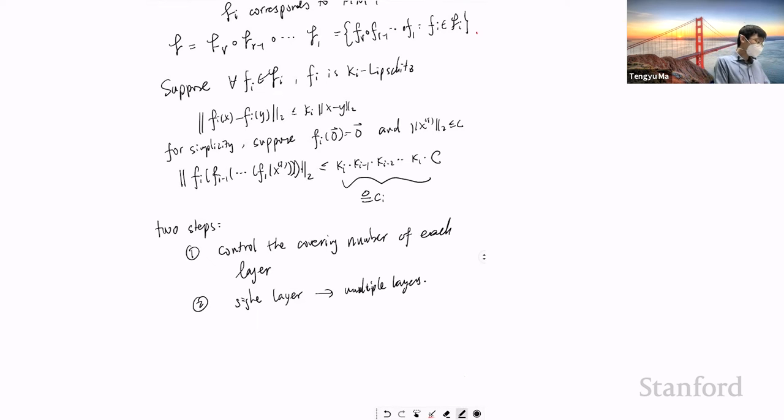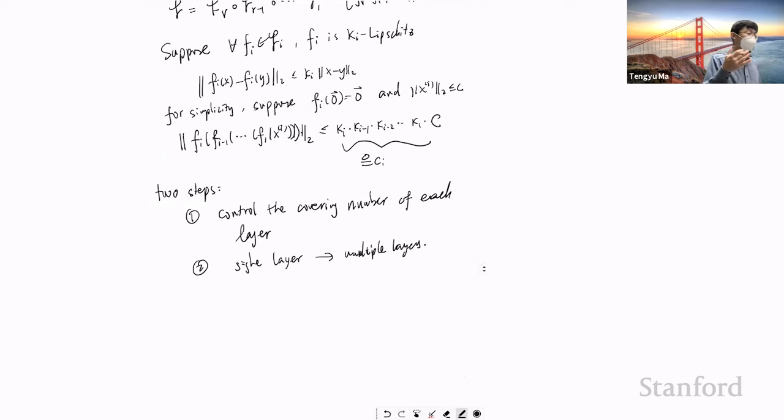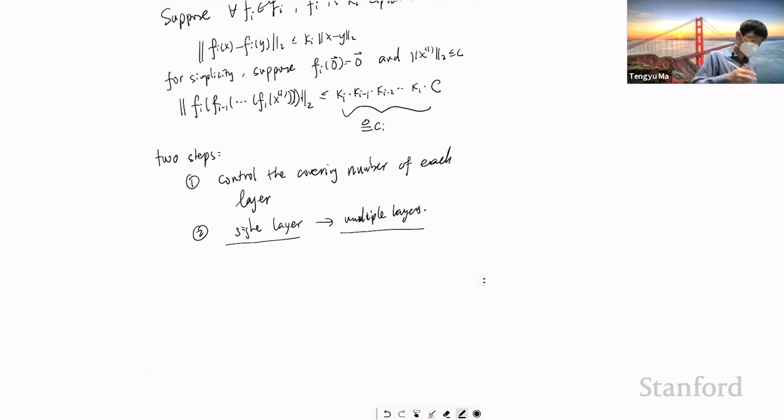I think number one is kind of easy, because this is just a linear model composed with a Lipschitz activation. With one Lipschitz activation, you can just invoke what we discussed last time. So the important thing is how you turn a single layer covering number bound into a multiple layer covering number bound. That's the main thing I'm going to discuss. There's a lemma that does this.